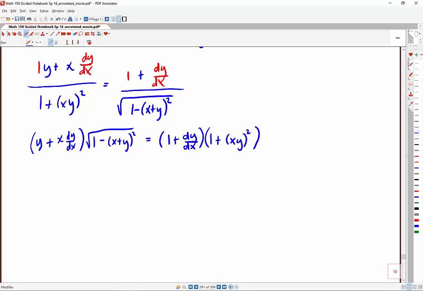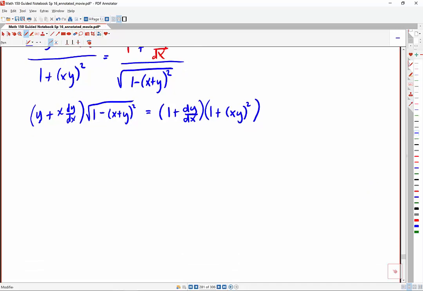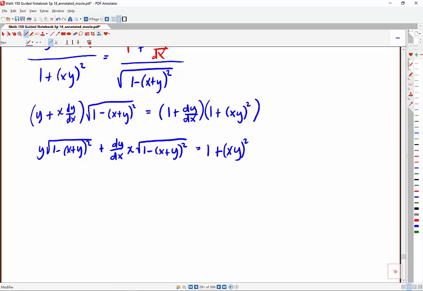So now it's just a matter of isolating dy/dx. So this will give us y times root 1 minus quantity x plus y squared, plus dy/dx times x times root 1 minus quantity x plus y squared, is equal to 1 plus xy, the quantity squared, plus dy/dx plus dy/dx times quantity xy squared.